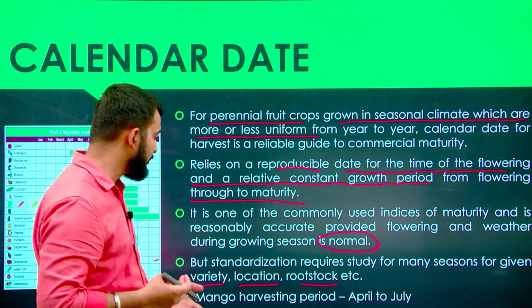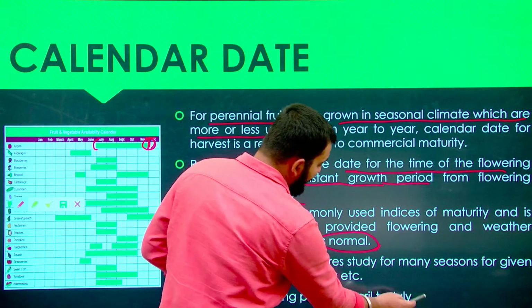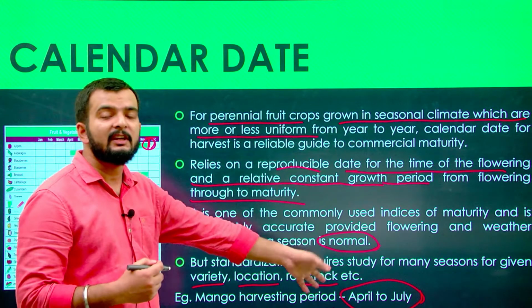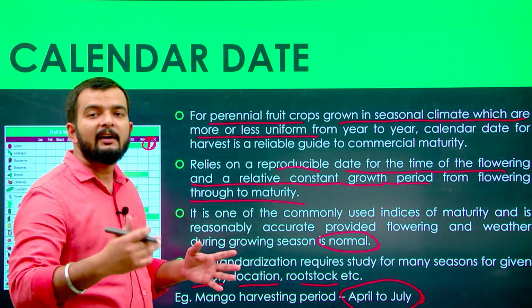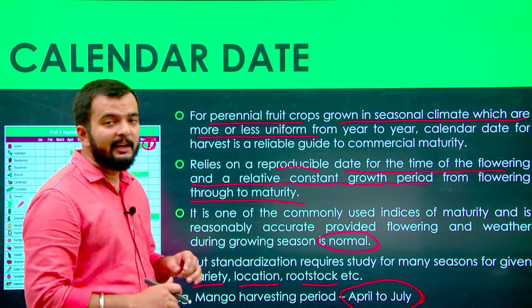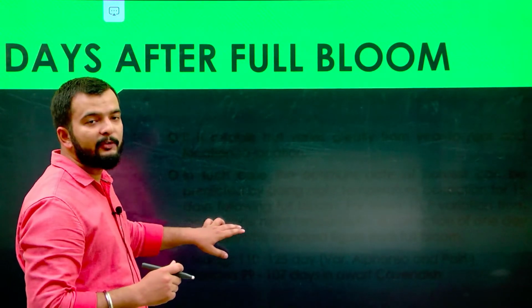varieties of mangoes. Okay. Now an example is mango, where the harvesting period is between April to July. So based on this you can identify that harvesting is done during April to July, and based on that you can start observing your crops during this period. So this was calendar date. Now next we move on to days after full bloom.